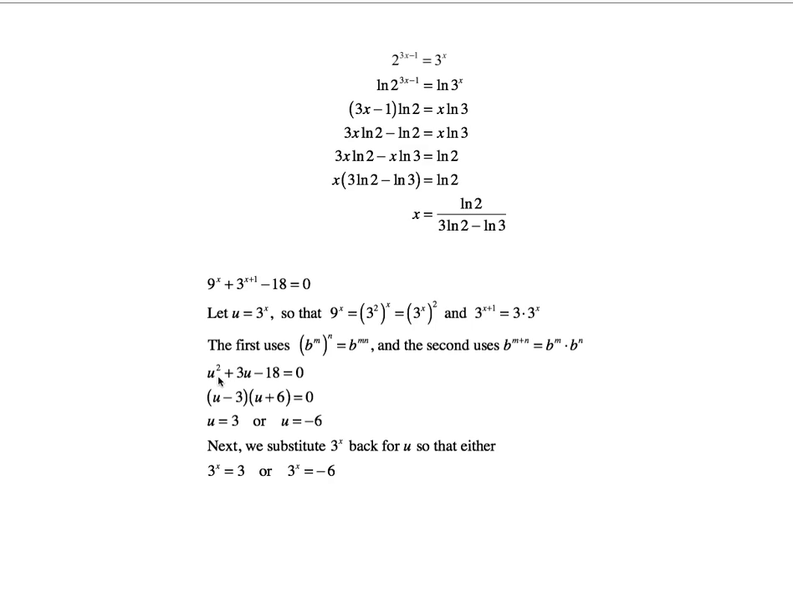So I substitute u in for the 3 to the x, so that's u squared plus 3u minus 18, and again, it's quadratic, it factors. Your solutions are u equals 3 and u equals negative 3, rather negative 6, but we are not finished. You have to substitute 3 to the x back in for u to conclude, and so we see that 3 to the x is equal to 3. It should be pretty obvious then that x is equal to 1.